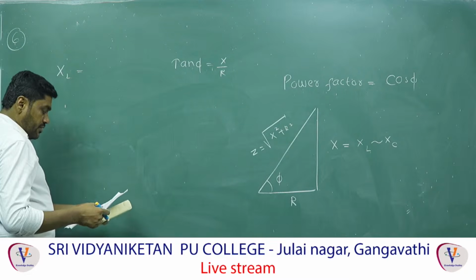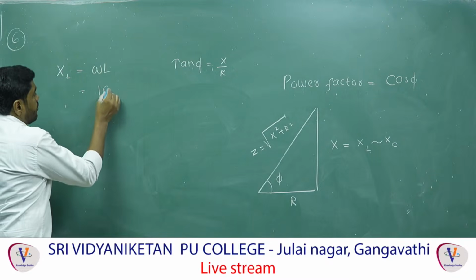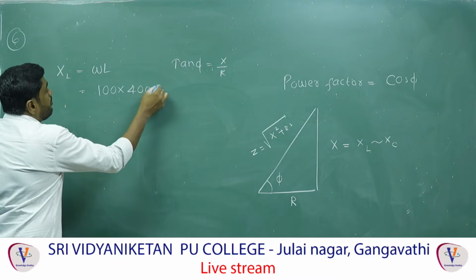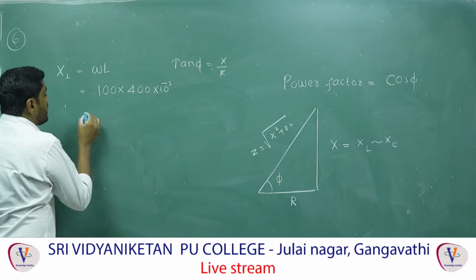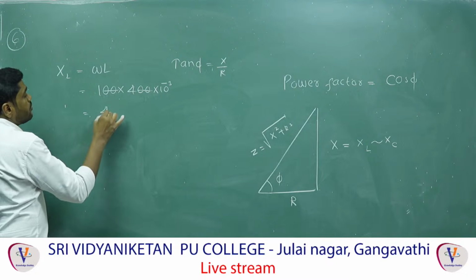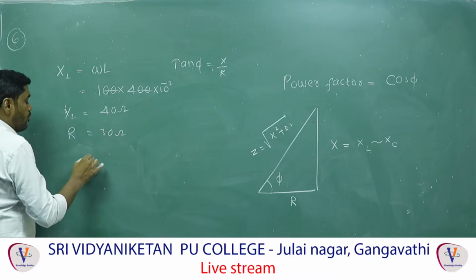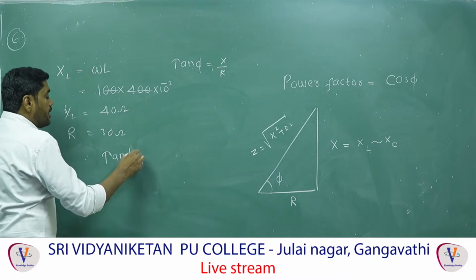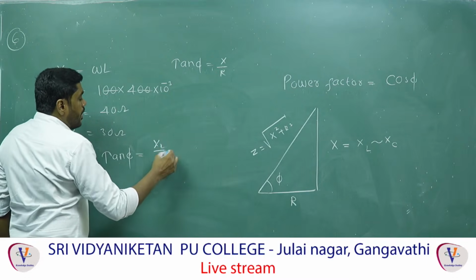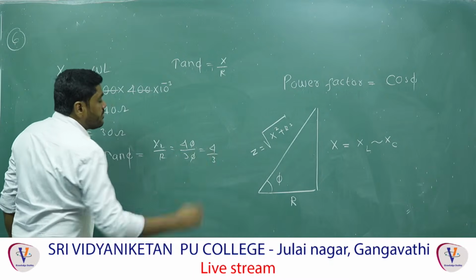XL is equal to how much? XL is equal to omega L. Omega value is 100 into L value, which is 40 millihenry, nothing but 10 power minus 3. After simplifying, the zeros cancel, and it is equal to 40 ohm. This is the XL value. Resistance given is 30 ohm. Therefore, what is the phase difference? Tan phi is equal to X by R, so XL by R is equal to 40 by 30, that is equal to 4 by 3.